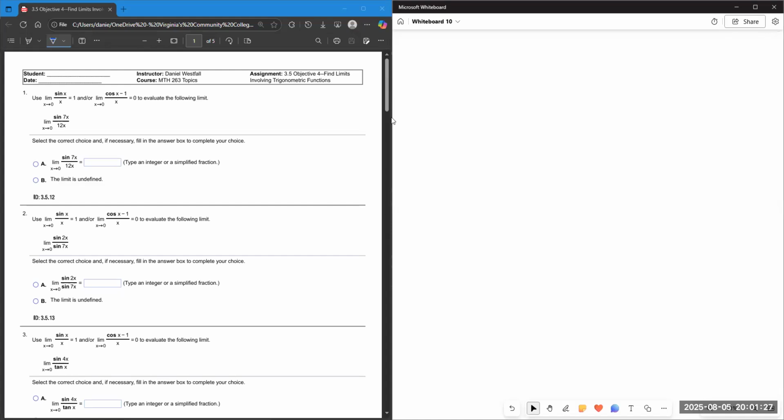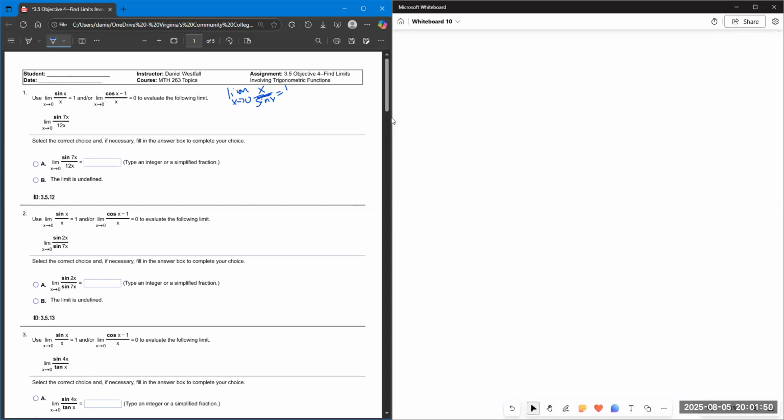Our special trig limits that we're going to use are up here: limit as x approaches 0 of sine of x over x is equal to 1. That can also be limit as x approaches 0 of x over sine x equals 1. It works both ways because 1 is equal to 1 over 1.